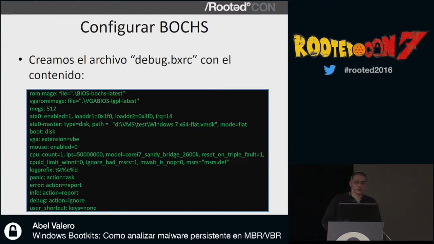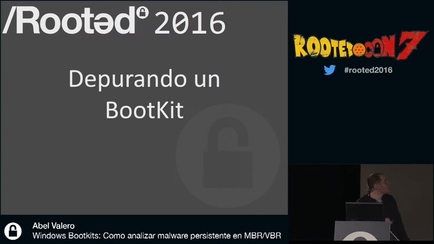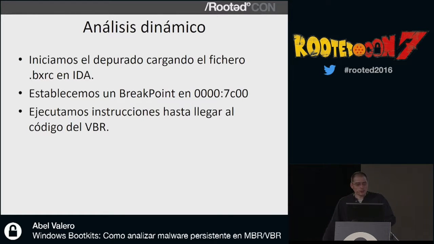We then move on. Once we have recompiled Bochs, we create the debug BXRC file. Just like copying and pasting whatever you have on the screen. And pay attention to this. This is the path to the virtual hard disk for the virtual machine. With this, we are ready to move into an environment to debug a real system, a processor. Okay, this is what we are debugging.